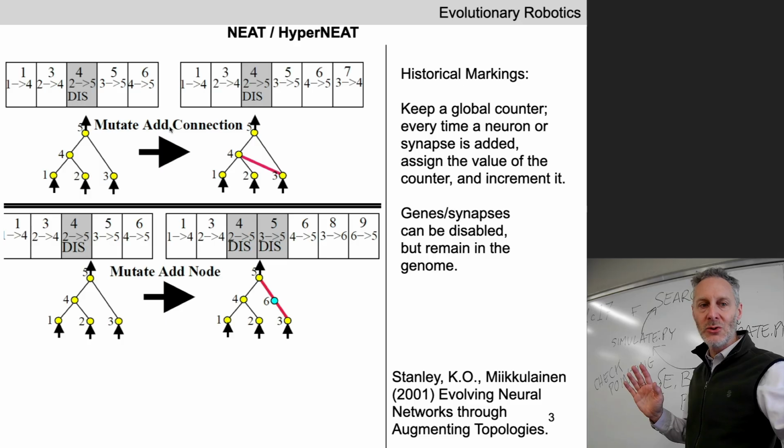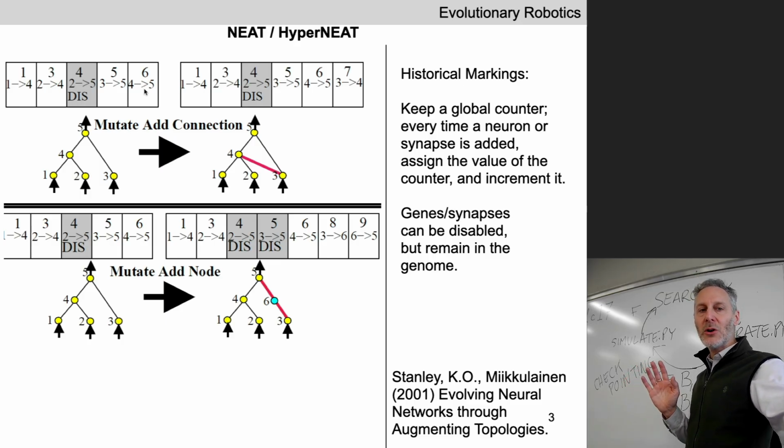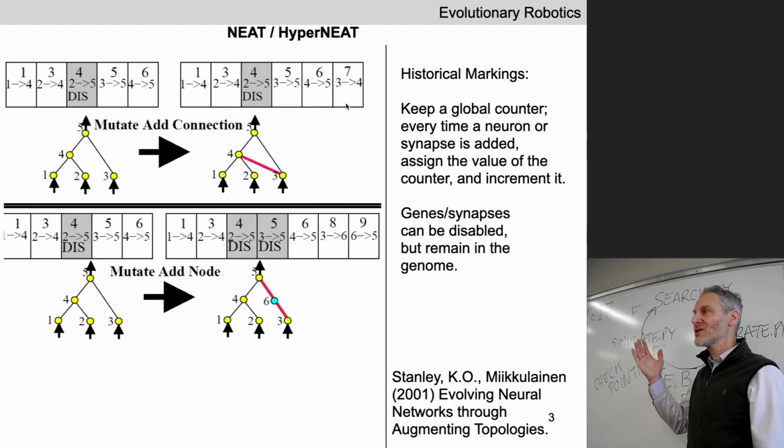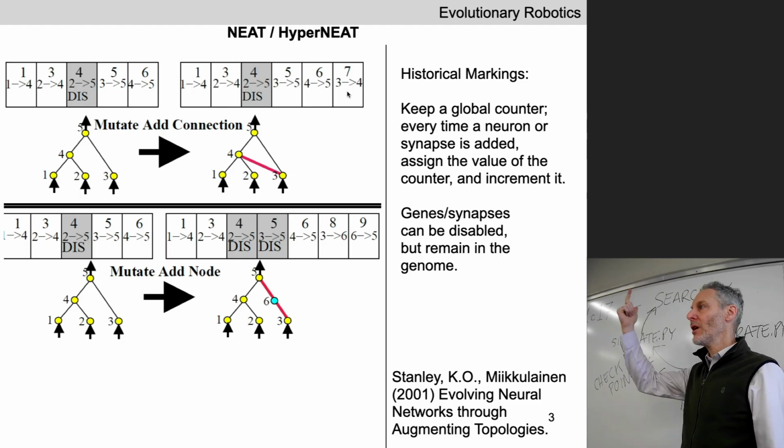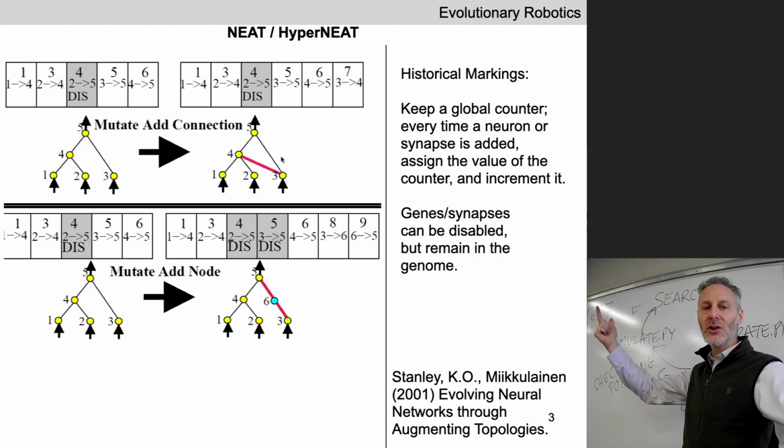Let's go back to the mutation operator here. In this particular neural network, there was a random mutation that added a new synapse. Every time a mutation operator adds a new synapse or a new neuron to any neural network in the population, it's assigned a new innovation number.